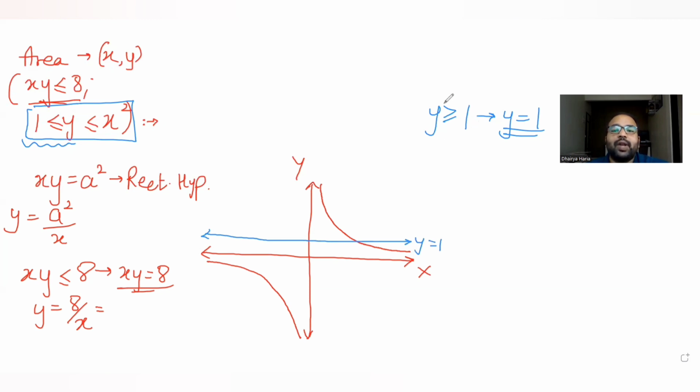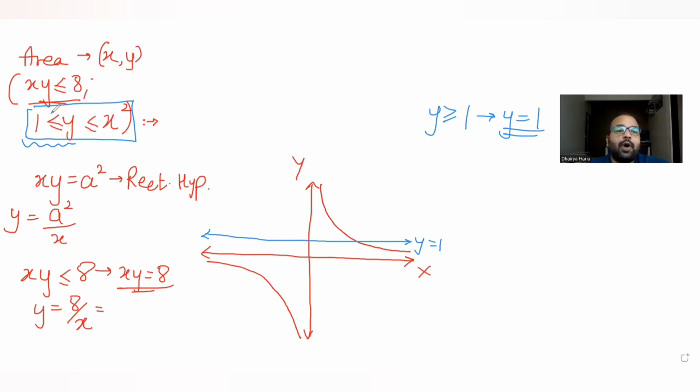So if y is greater than or equal to 1, the entire common region here is all the area above this line. For these two curves, the common region now becomes this entire region which is above this line and below this curve. So this is the common region which is being followed.